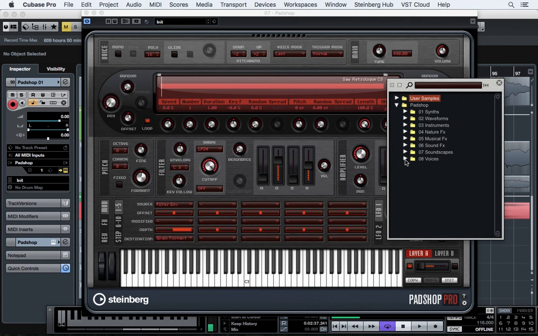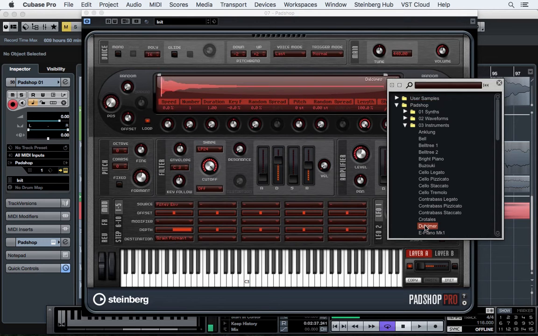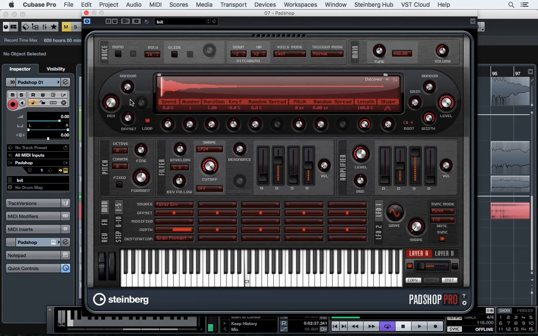Like, let's load up an instrument. How about dulcimer? So we have a little dulcimer sample, and that's essentially oscillator sync. If we take off the modulation, then the repeating waveform is that, and then that is what we are doing oscillator sync on.